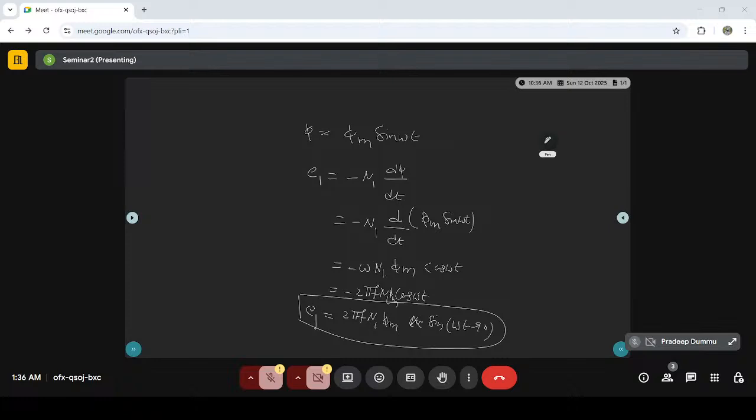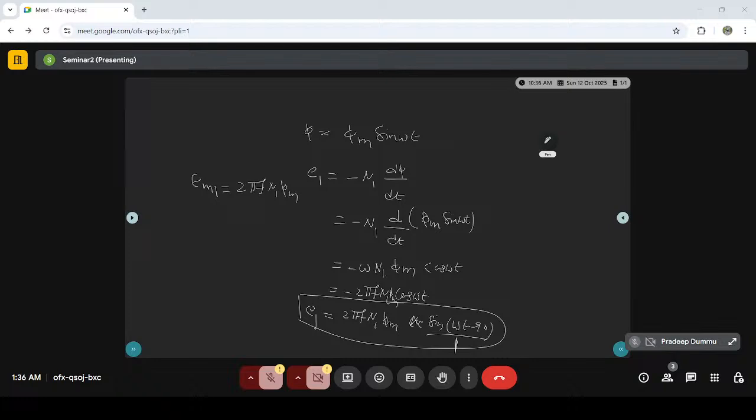But I want a maximum value. It reaches the maximum value at one point. Where does it reach? When sin omega t minus 90 is equal to 1. E will become maximum when sin omega t minus 90 is equal to 1. Then E max 1 is equal to 2 pi f n1 phi m. This is the maximum value.